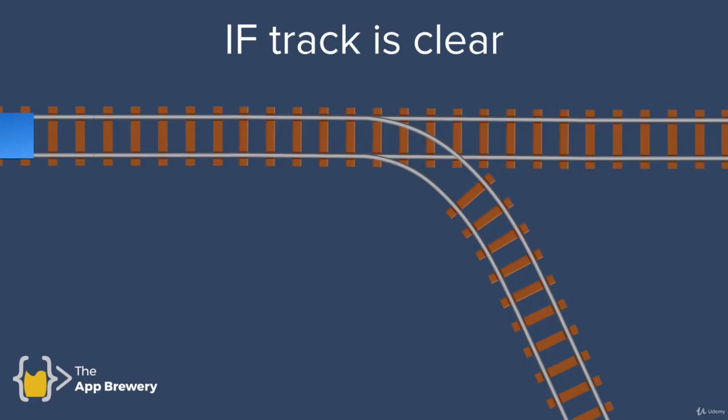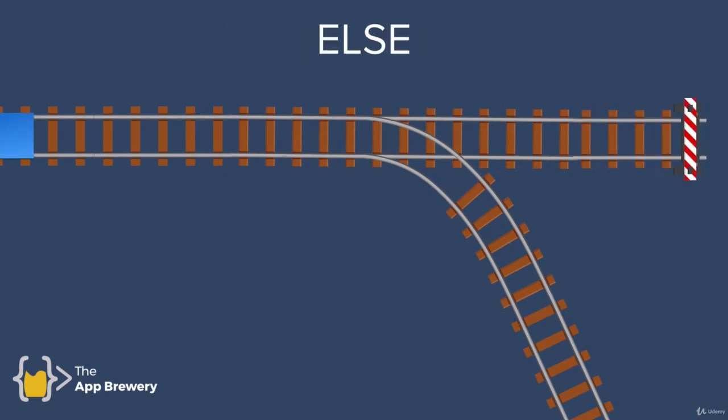The way that conditional statements work is you can use the keyword if to evaluate a statement. For example, in this case, if the track is clear. And if that statement is true, then it will carry out a particular sequence of code. But if that statement is false, so the track is not clear, then you can have an else keyword that tells the computer what it should do instead in that case. And this, in programming, is known as control flow. We're essentially controlling the flow of our code depending on the current conditions.